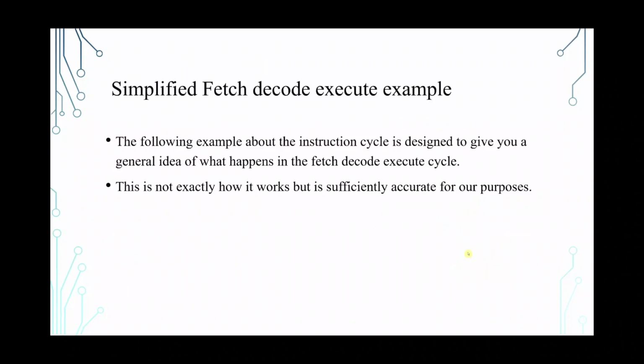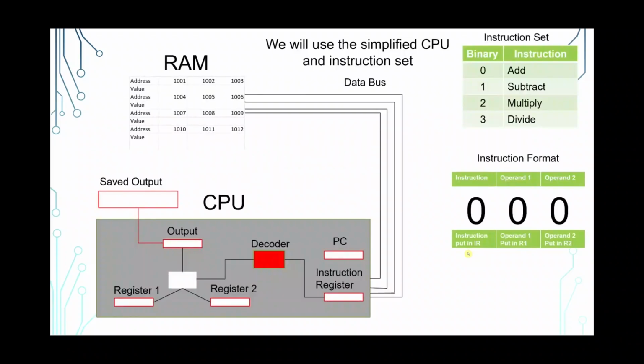So, a simplified fetch, decode, execute cycle. The following example about the instruction cycle is designed to give you a general idea of what happens in the fetch, decode, execute cycle. However, note that this is not exactly how it works, but it is sufficiently accurate for our purposes, which is for you to understand how this works.